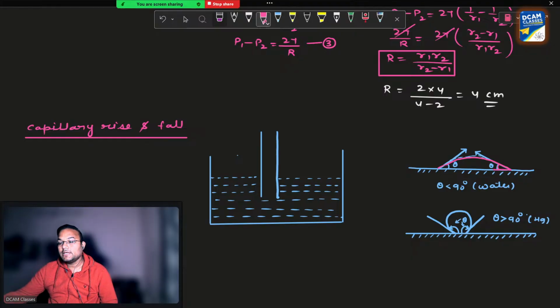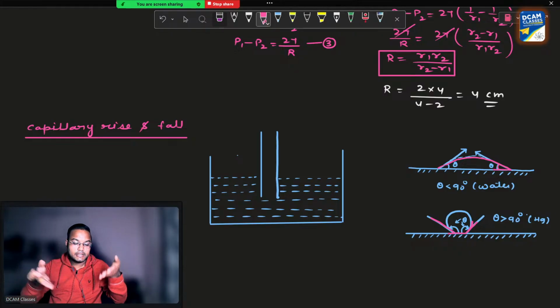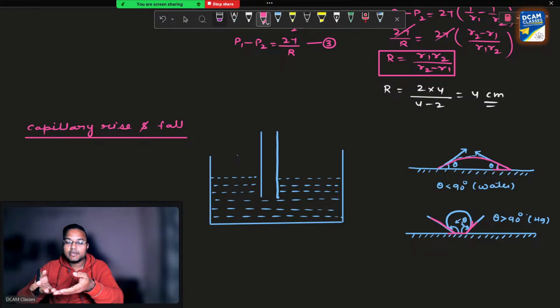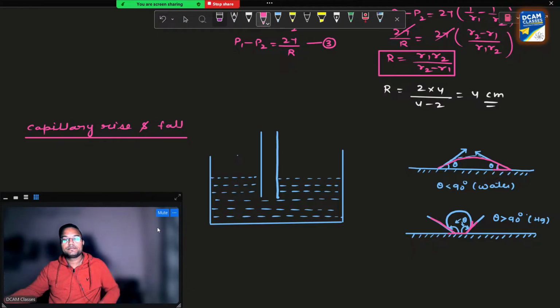Now, in the case of mercury, this is the surface. It's making an angle of theta which is greater than 90. Okay. So because this angle is greater than 90 degree, it tries to maintain the spherical shape. If it was less than 90, like the above one, it will try to spread out. Clear?